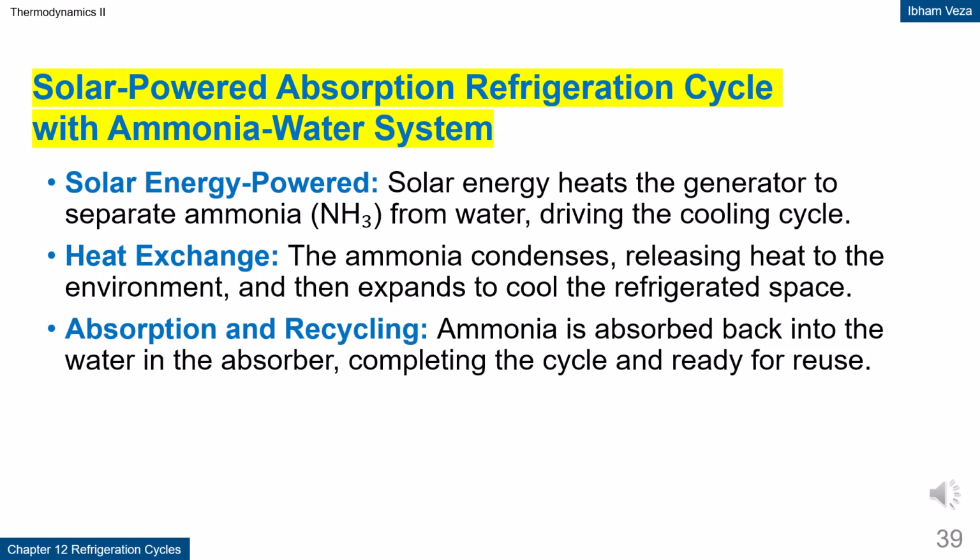Solar-powered absorption refrigeration cycle. In this system, solar energy is used as the main heat source to drive the cycle. The generator heats the solution so that ammonia is separated and flows to the condenser. After passing through the evaporator and producing a cooling effect, the ammonia is absorbed back into the water. This cycle requires very little mechanical work. This is the main advantage of absorption systems for waste heat or solar-based applications.